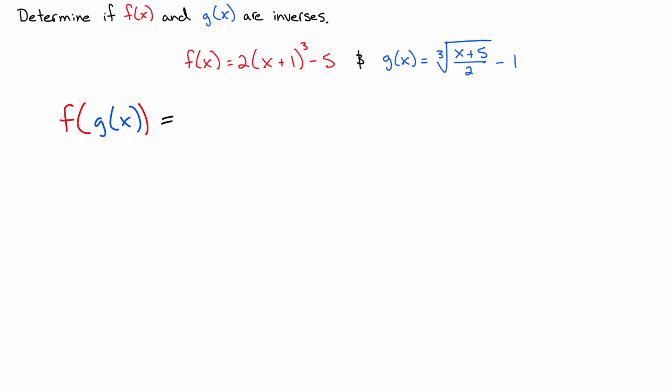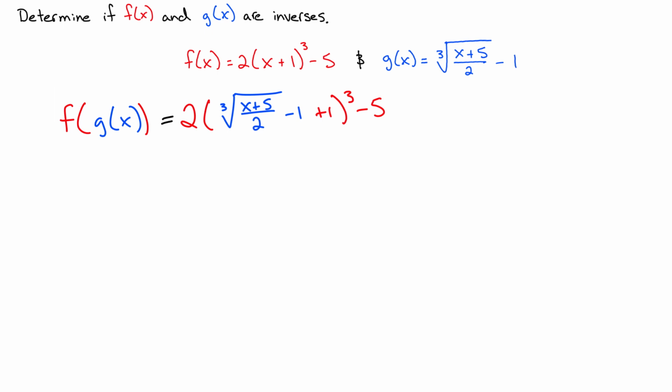So this is going to turn into 2 times the quantity of the x value, which is the cube root of x plus 5 over 2, all minus 1, plus 1 cubed minus 5. All I did is replace the x in the function f with the entirety of the function g. If these two are inverses, when I simplify this, I'm only going to be left with the x. All the other things, the cubing, cube rooting, the addition, the multiplication, the division, all of that will just disappear.